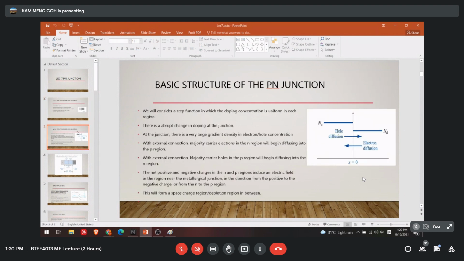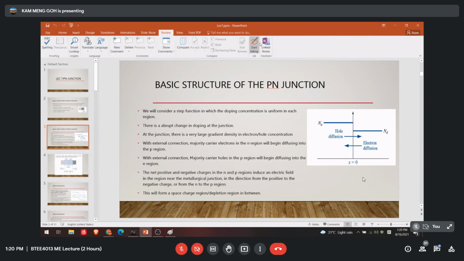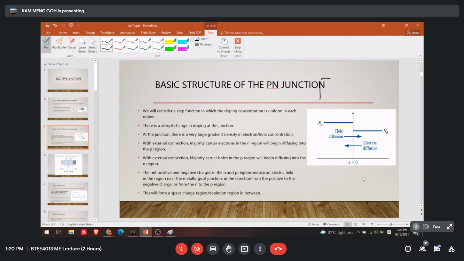So let's see the graph. So we will consider a step function in which the doping concentration is uniform in each region, which means that if we are looking at this slide, use my pen. Okay, so this is a P, and this is an N, P and N.